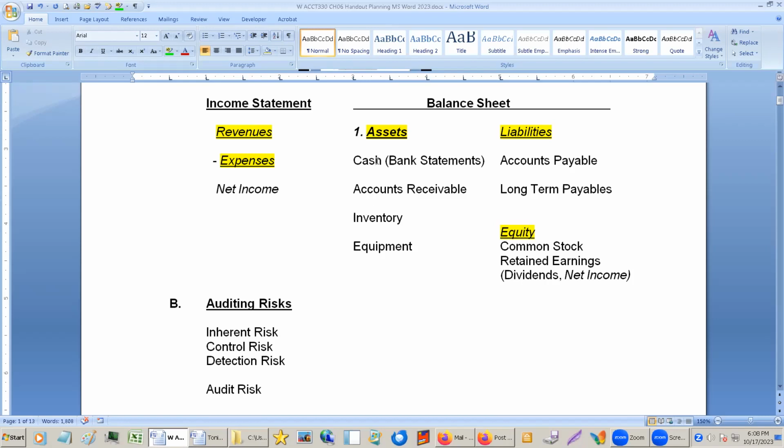Many of them you can go visit. You can look at the equipment. You can look at the property, plant, and equipment, and all that kind of stuff. Inventory, supplies, all that, you can go look at it. So we start out with assets. The next one are the liabilities.